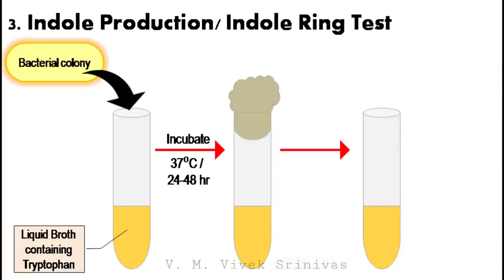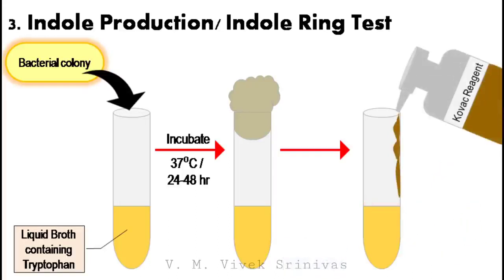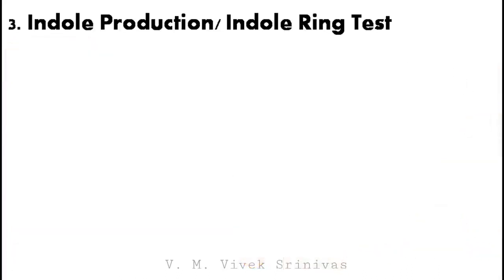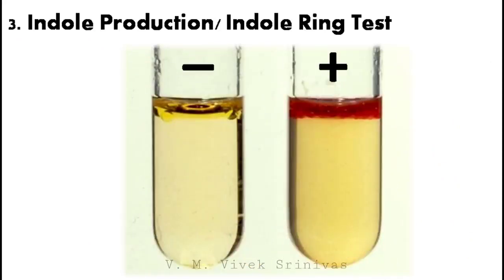In contrast, following addition of the Kovacs reagent, if there is no red ring formation, this indicates the test is negative for indole production. The example, the Salmonella bacterial organism, is negative for the indole test. This is the procedure for the indole test. This is the photograph showing the positive and the negative test result of the indole production, or the indole ring test.